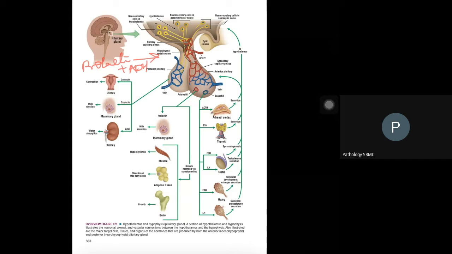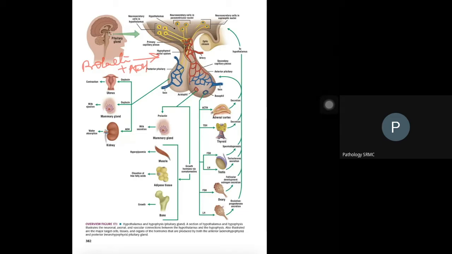They have labeled neurosecretory cells in the hypothalamus itself, neurosecretory cells in paraventricular nuclei, neurosecretory cells in supraoptic nuclei, optic chiasma, artery, primary capillary plexus, hypophyseal portal system. Then in the posterior pituitary, a vein. In the anterior pituitary, they have highlighted secondary capillary plexus, vein, basophil, and acidophil.